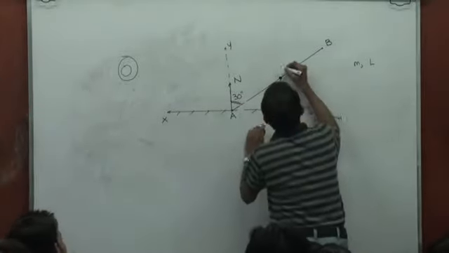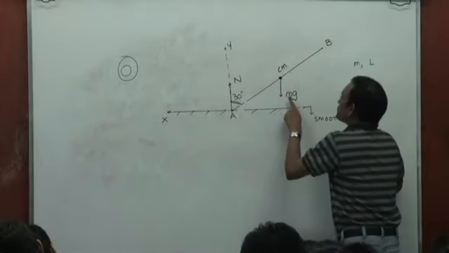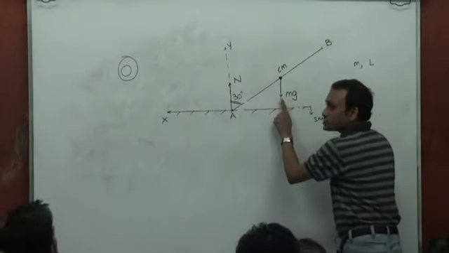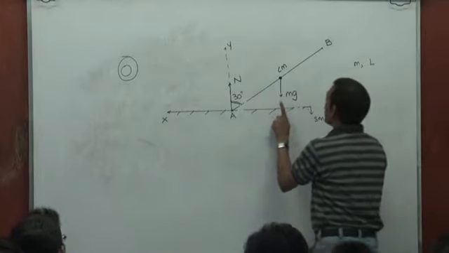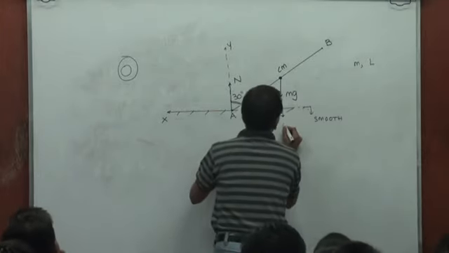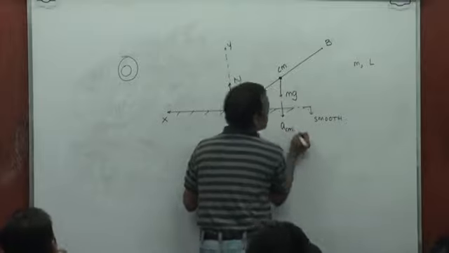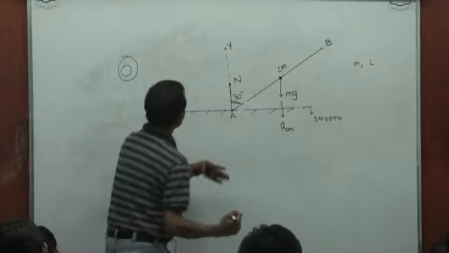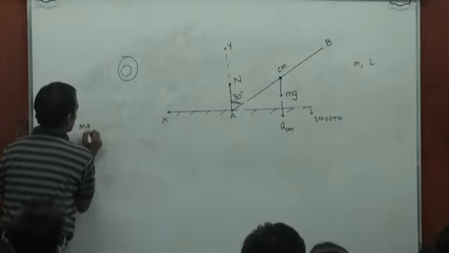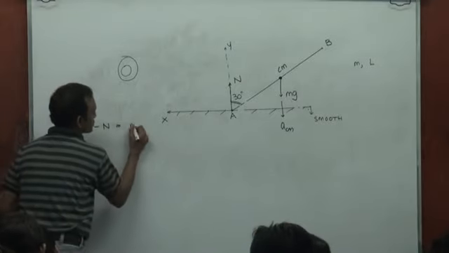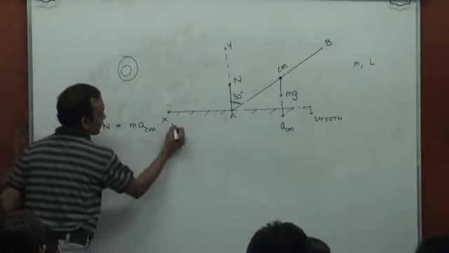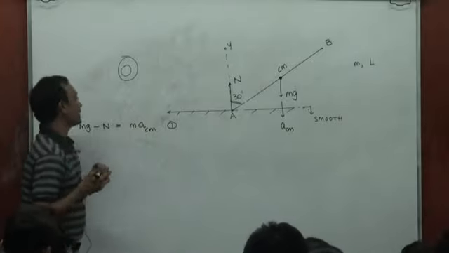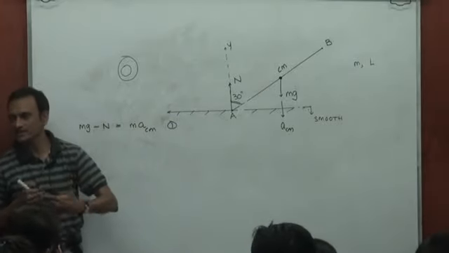Now, this is the center of mass. The difference of mg and N causes the center of mass to accelerate downwards, right? So, let's say the acceleration of the center of mass is a_CM downwards, and that happens because of mg minus N that produces m a. Equation 1: mg minus N is m a_CM. Yeah?